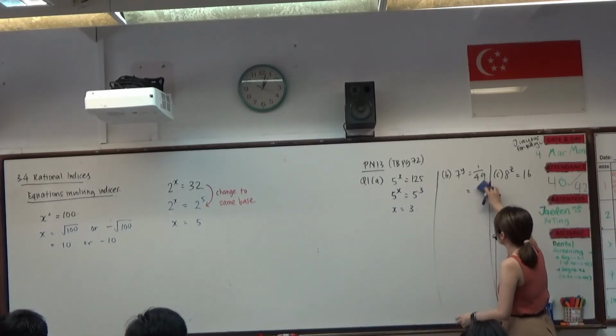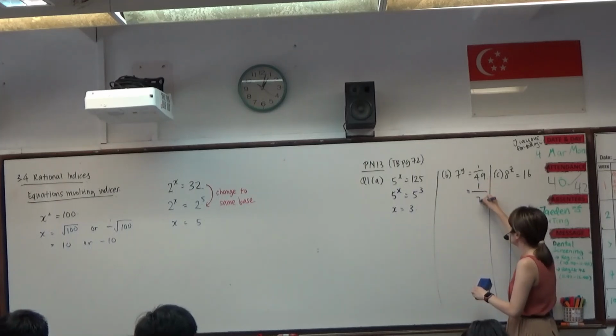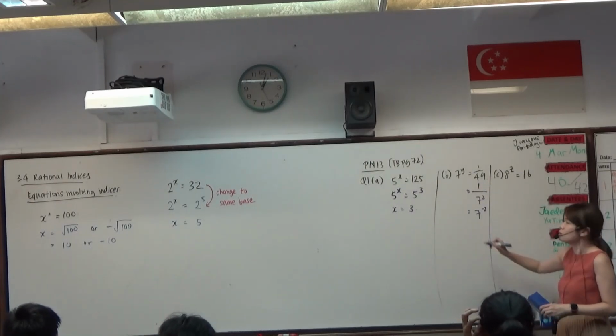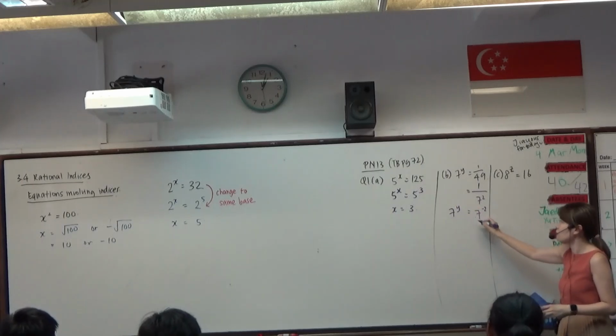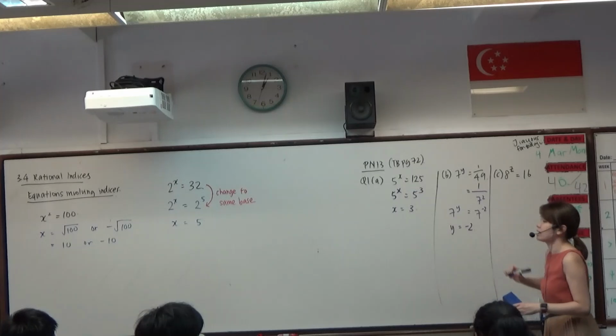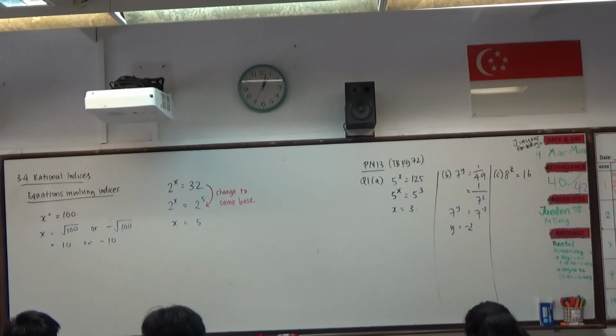In case some of you can't follow. Okay? And 1 over 7 squared is 7 to the power of negative 2. So we see that 7 to the power of y equals to 7 to the power of negative 2. And therefore y equals to negative 2. Okay? Then part C.